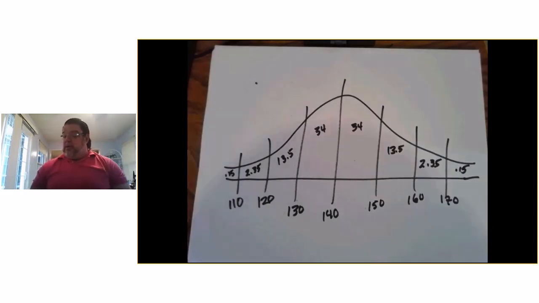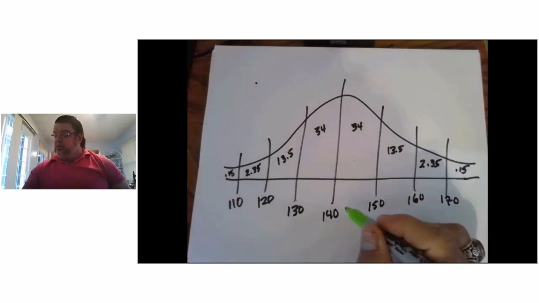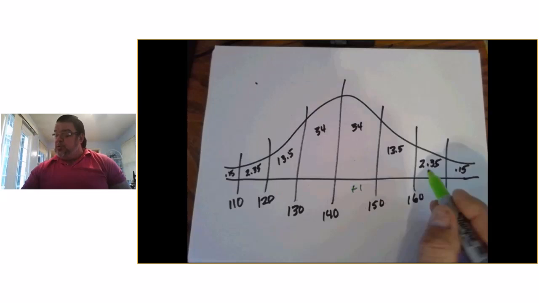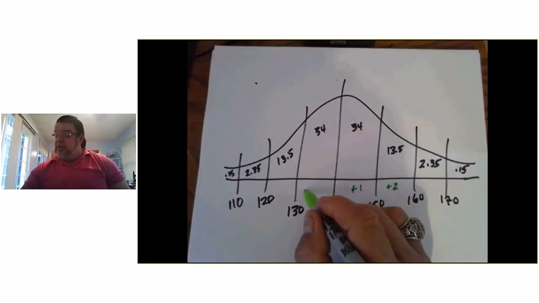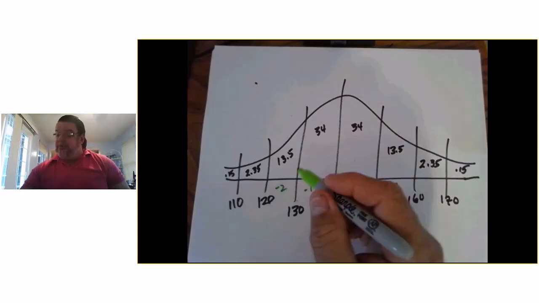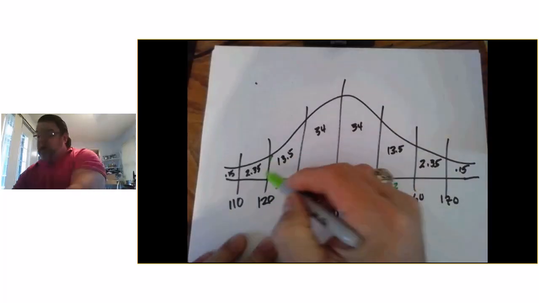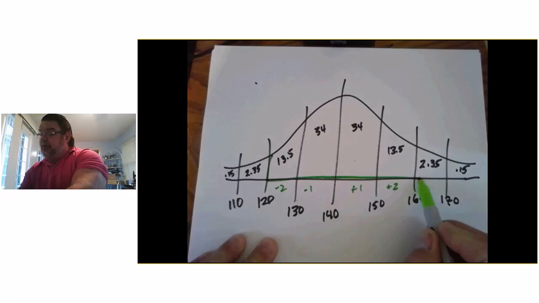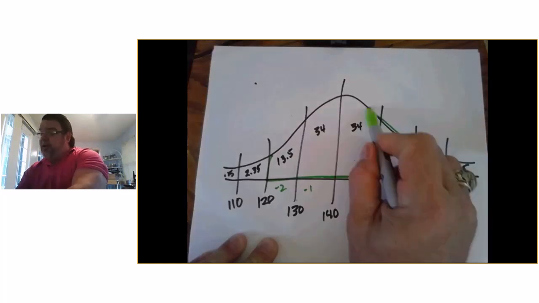And we know that plus 1 standard deviation, plus 2 standard deviations, minus 1, minus 2. We know that this area is what?